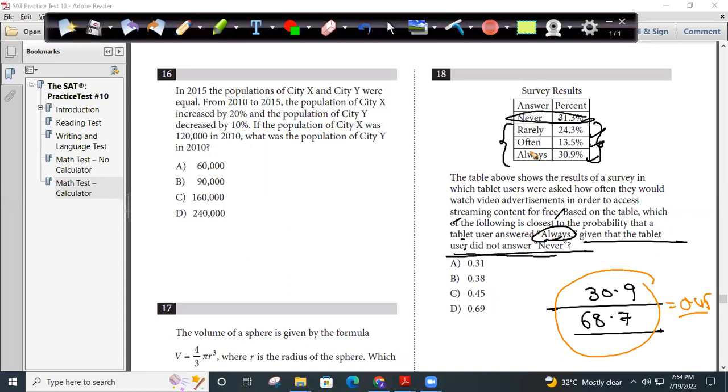Of all the students who did not answer never, means who answered out of this. These are my total number of events. Out of this, what is my favorable event? That is 13.9. 30.9 by 68.7. That should be your answer. As simple as that. Okay.